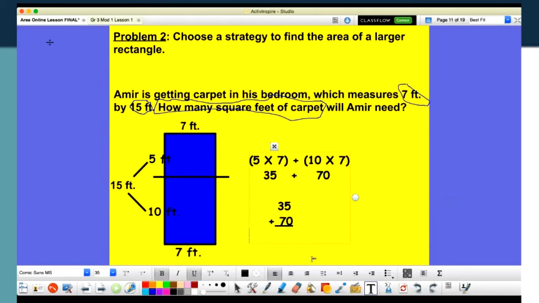And you know that when you add vertically, you got to add the ones first. So 5 plus 0 is 5. And then we go over here, and I know that 3 plus 7 is 10. We'll bring my 5 back over. So that gives me a total area of 105 square feet. So the answer is A equals 105 square feet. And that is how much carpet Amr will need.